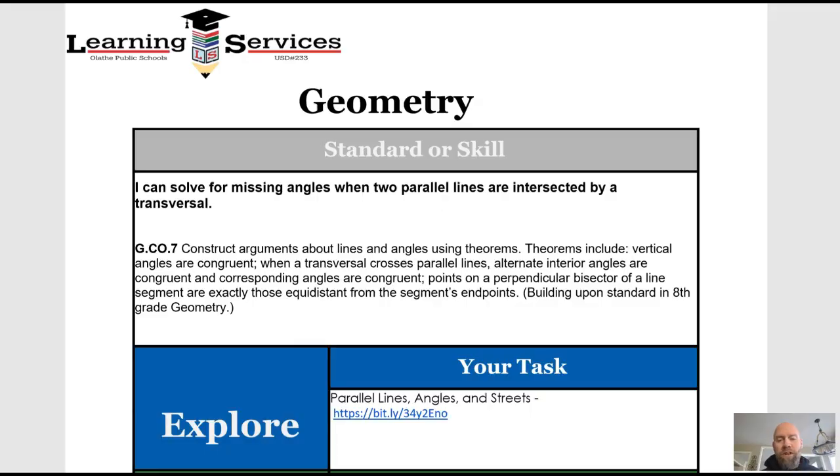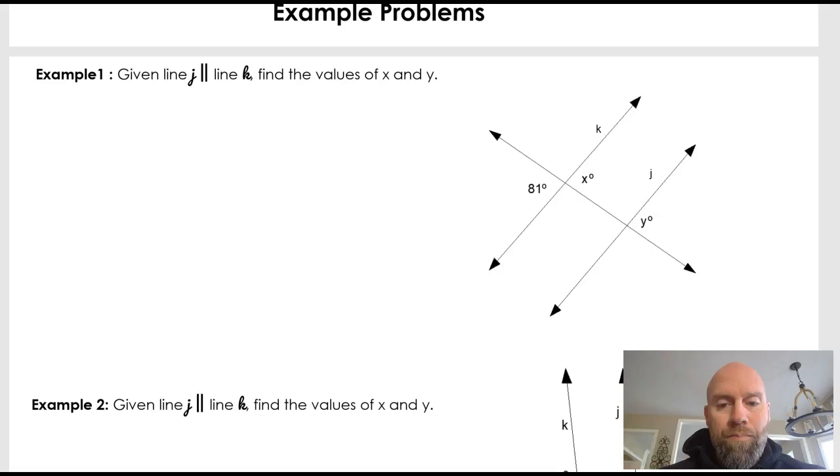Okay, and also if you have not read through the vocabulary that's on the first page of your notes, I want you to go ahead and pause the video and read through that vocabulary as well. That's going to be very important for today's lesson. All right, so first off, you should notice this I can statement, which says I can solve for missing angles when two parallel lines are intersected by a transversal.